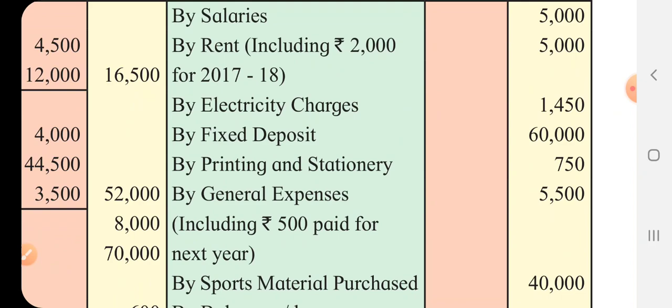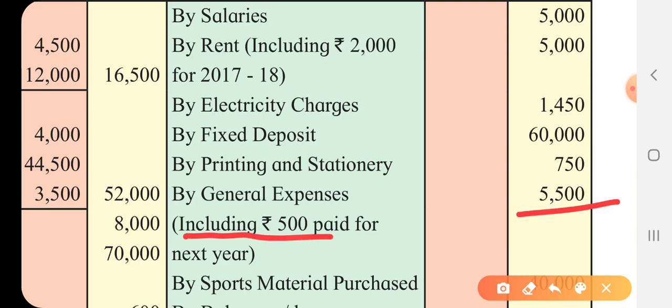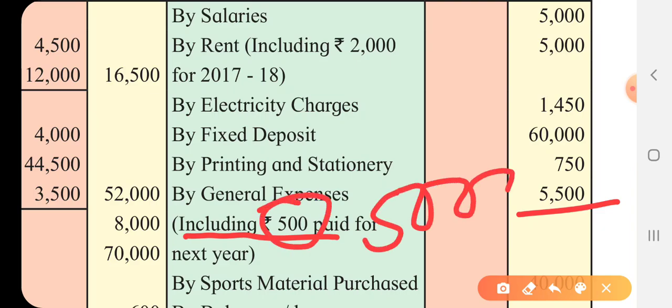The amount we paid for general expenses this year is rupees 5,500, but it includes rupees 500 for the next year. So only current year's general expenses will be debited to income and expenditure account. Means 5,500 minus 500. Only 5,000 belongs to this year, and that amount will be debited to income and expenditure account.